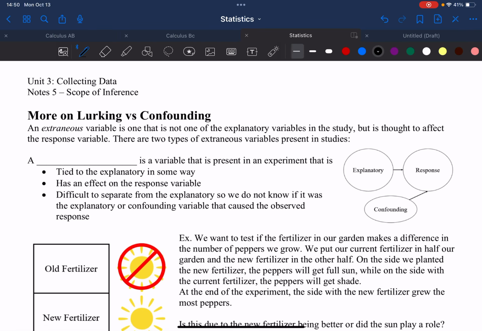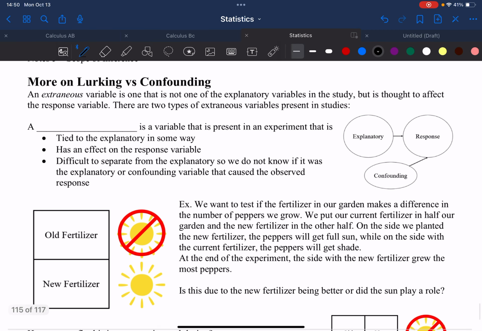Okay, notes 3.5, scope of inference. So in these notes, we're going to talk more about lurking versus confounding variables. It says an extraneous variable is one that is not one of the explanatory variables in the study, but it is thought to affect the response variable. There are two types of extraneous variables represented in studies.